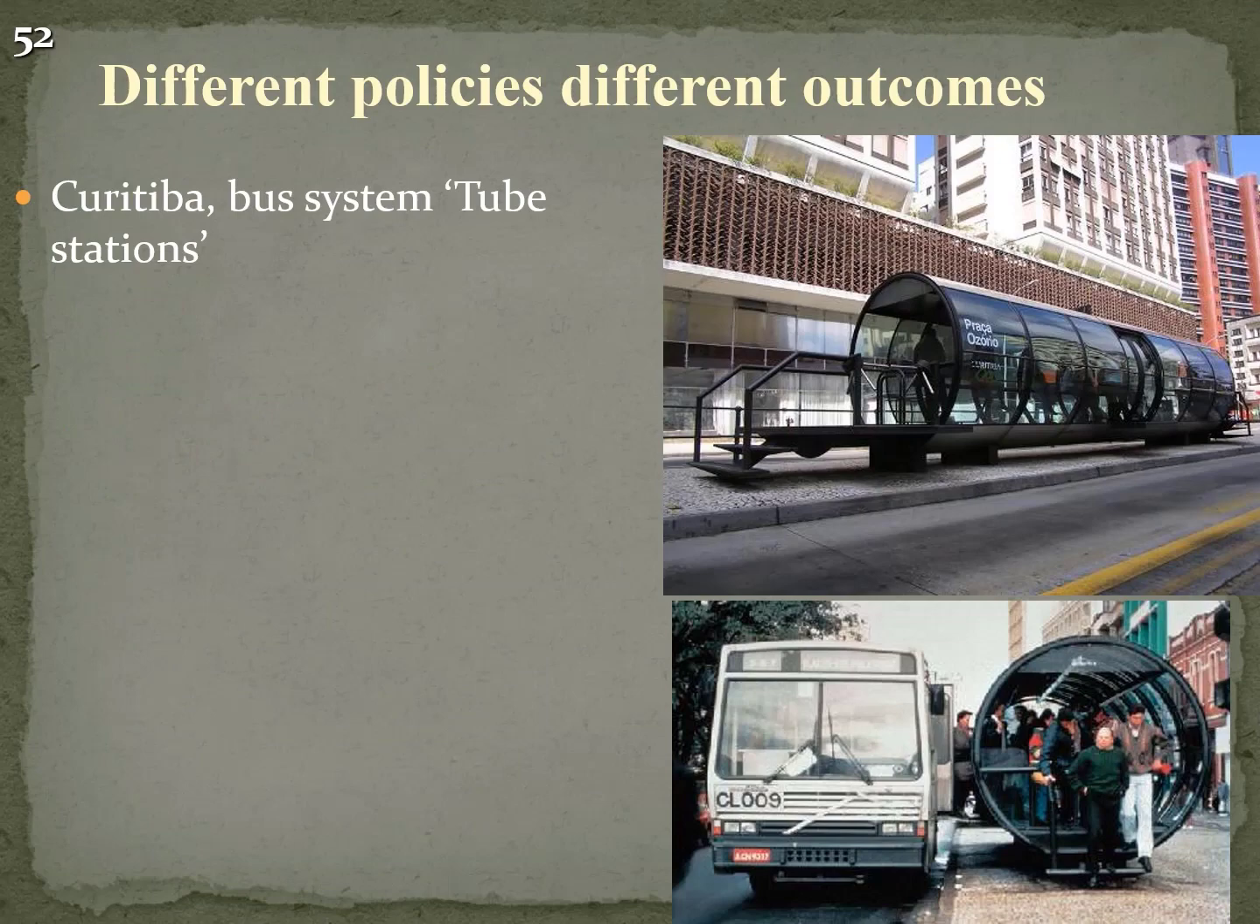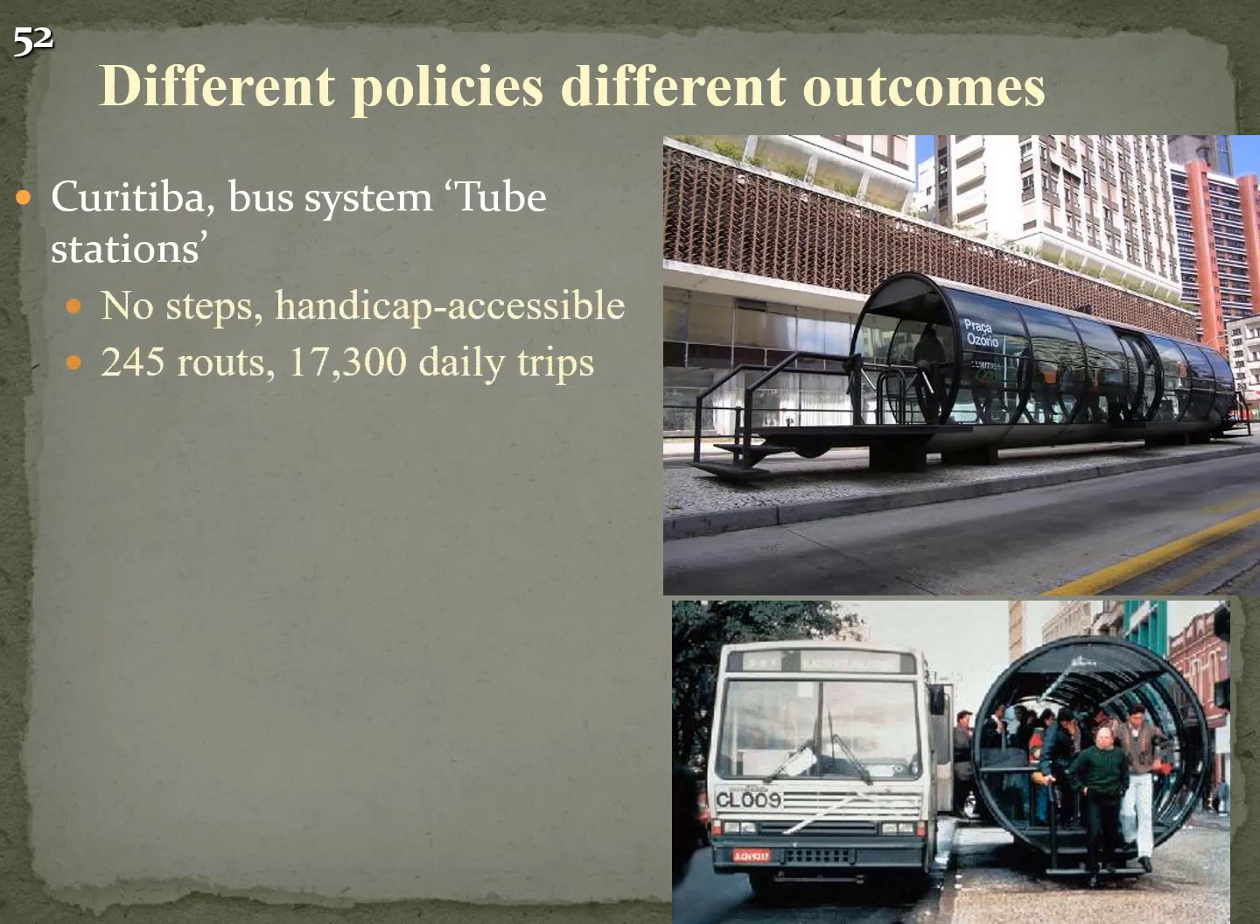And so in Curitiba, one of the things they did was this bus system that has these tube stations pictured here. And so there's no steps, which means it's handicap accessible. You can get right from the station onto the bus. There's 245 routes. So you can get all over the area.